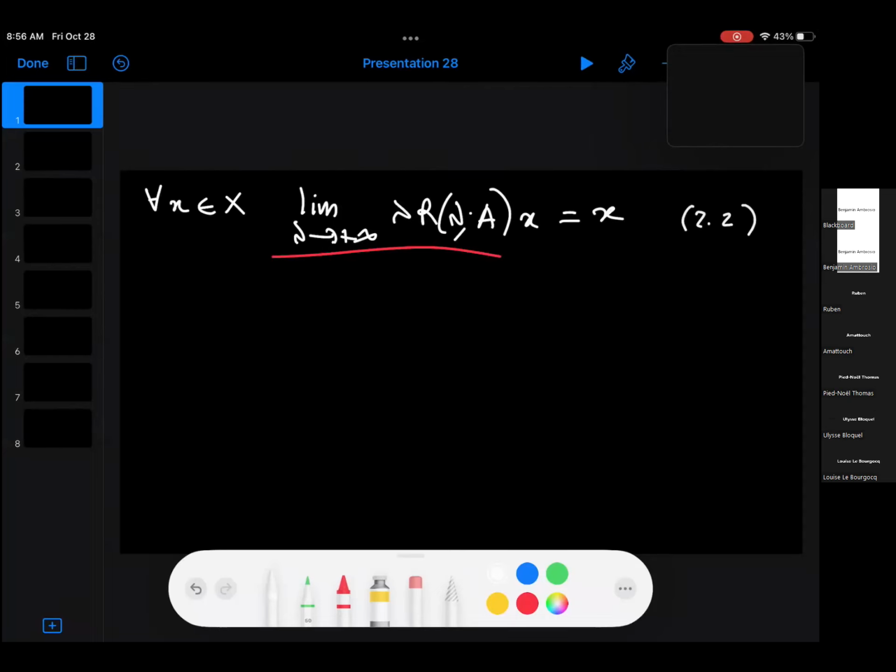All right, let's do this computation. First, let us assume that x belongs not to X, but to the domain of A. We have to remind ourselves of the definition of R. R is the inverse of lambda identity minus A. So if I apply lambda identity minus A to R_lambda x, this is x.